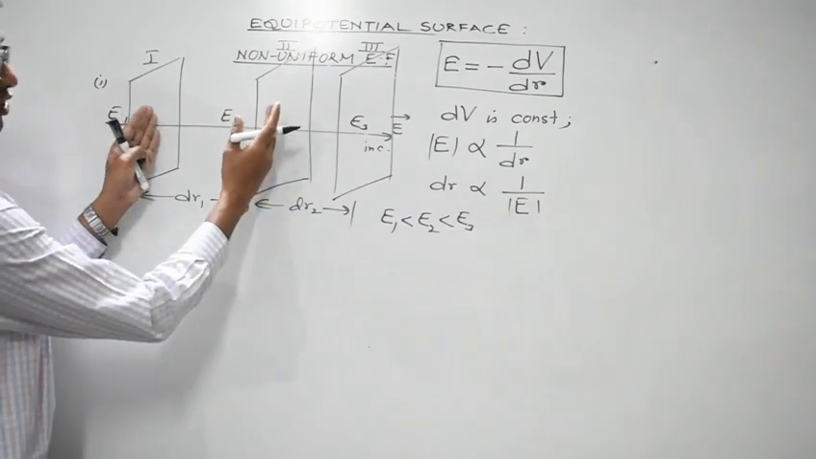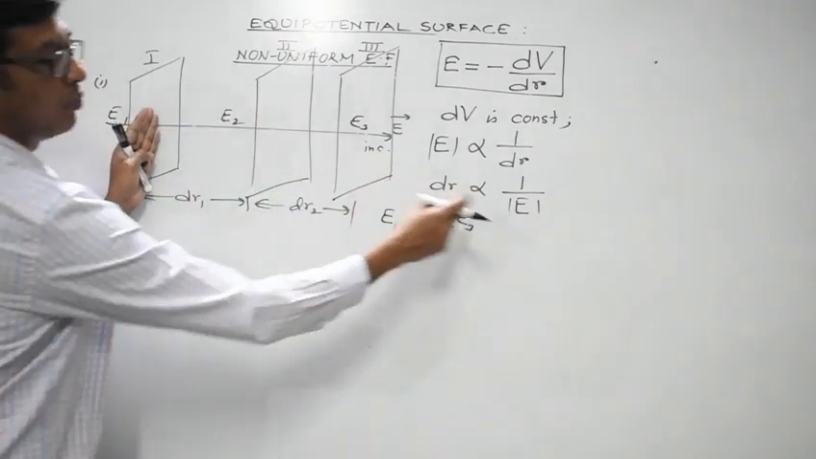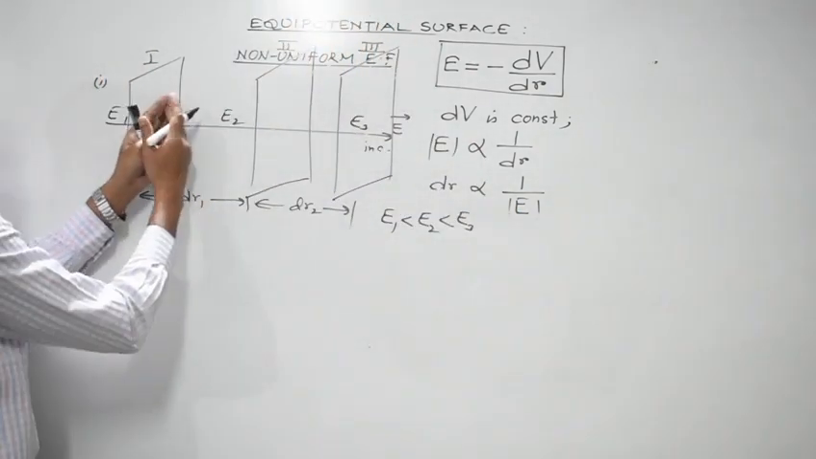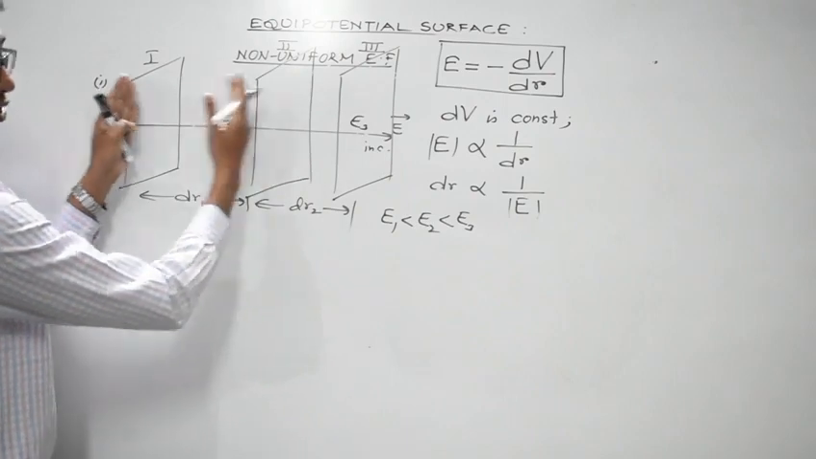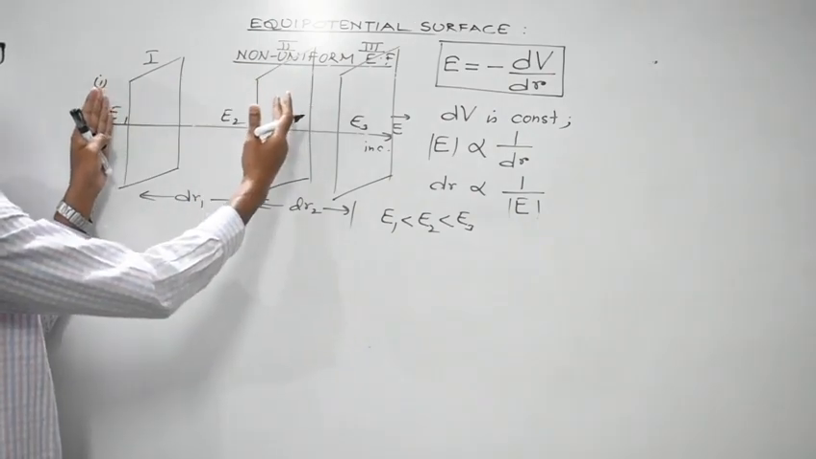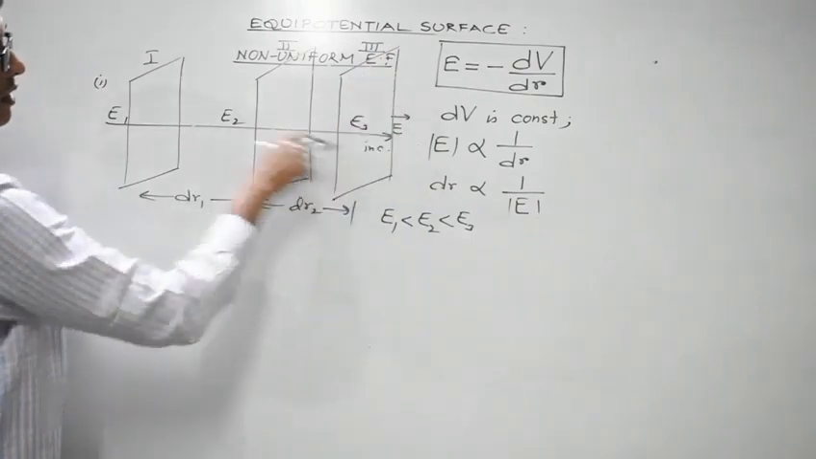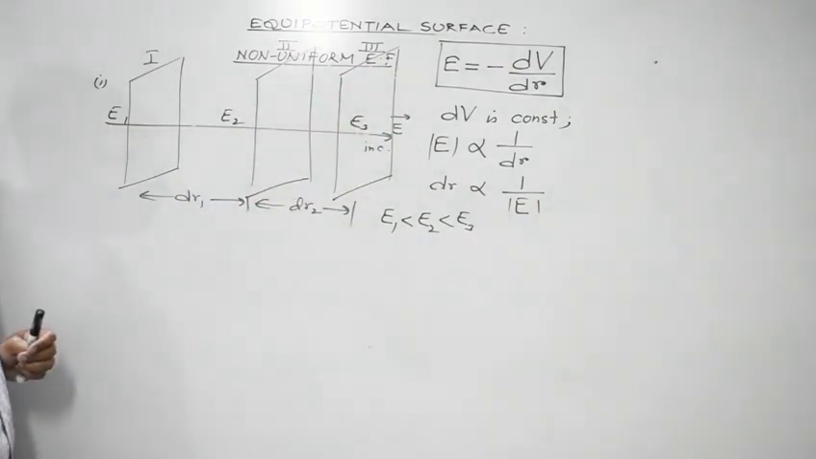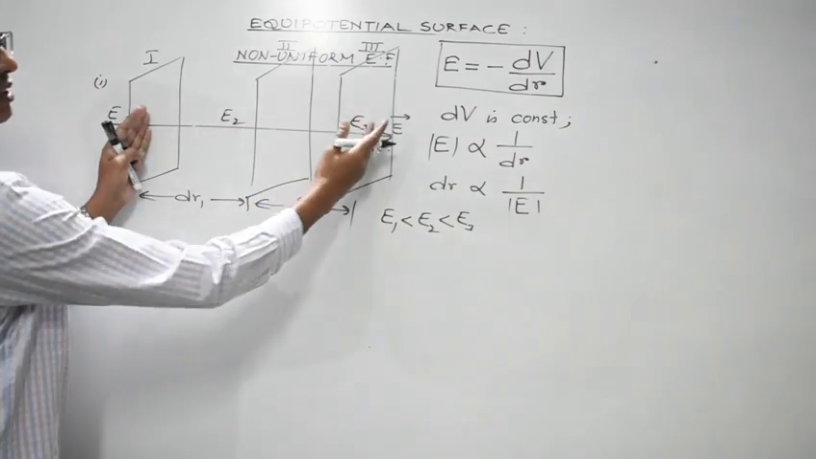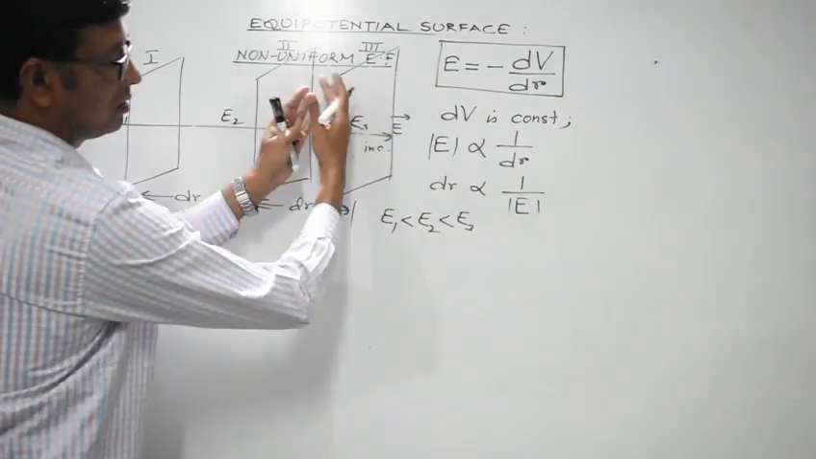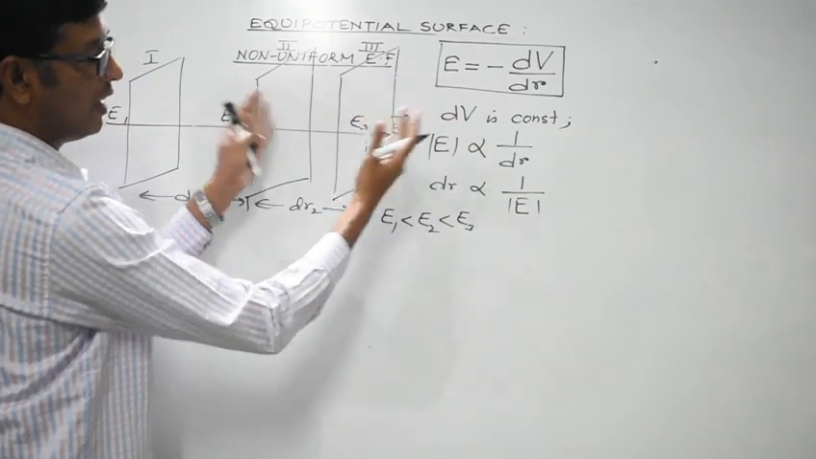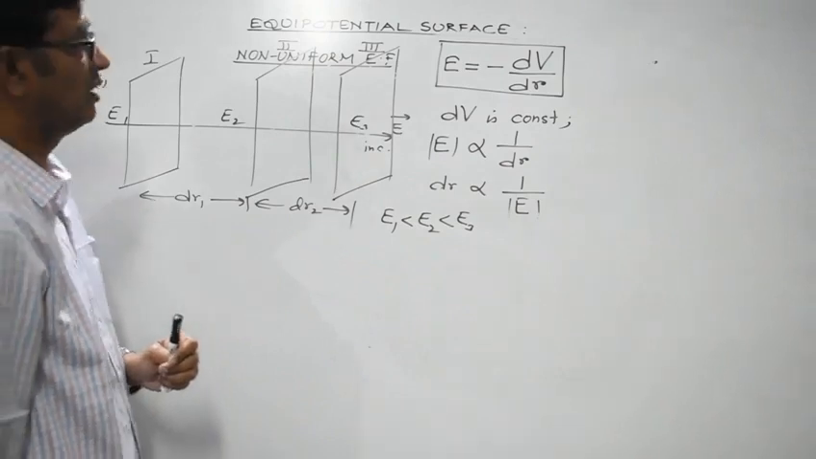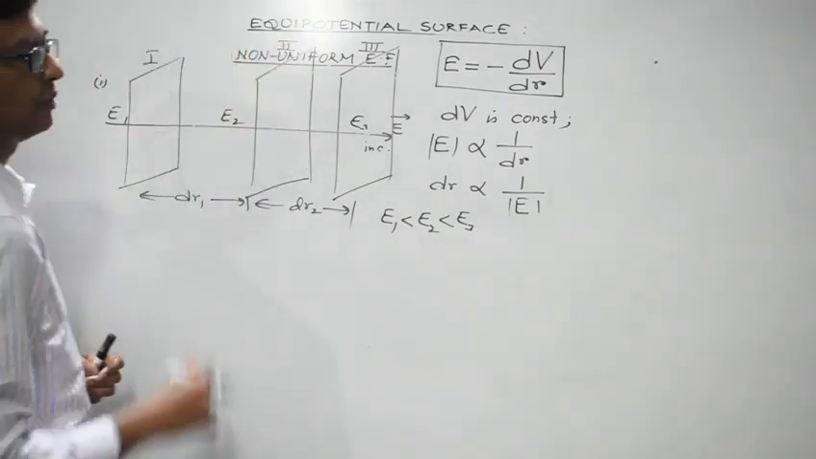While on the other hand, in this region, the strength of the electric field is comparatively smaller. E is having small values, so dr will be greater. In this region, the separation between the equipotential surfaces is much larger. So this signifies a non-uniform electric field, and these are the three equipotential surfaces. They shouldn't be equidistant. The closer equipotential surfaces signify the fact that in that particular region the electric field is much stronger, right?